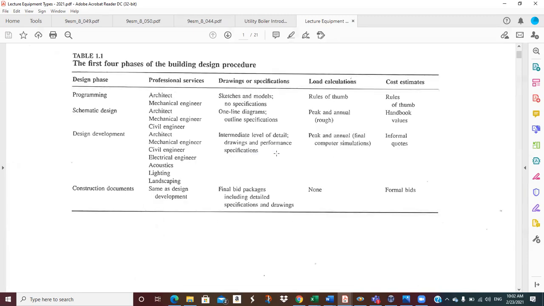Okay, so this is looking at the kind of procedures that a client would go through in order to get a building built, and this is the traditional way. Basically, let's say we're wealthy individuals and we decide Cookeville's booming and we want to build an office building in Cookeville, Tennessee, or a little manufacturing facility, whatever. It doesn't matter what it is.